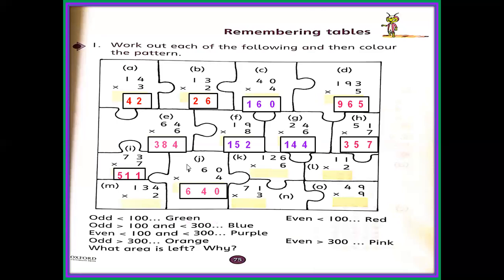J part. 4 sixes are 24. 2 will go to add into next. 4 ones are 4, plus 2, 6. So 640. 160 multiply 4, what is the answer? 640.